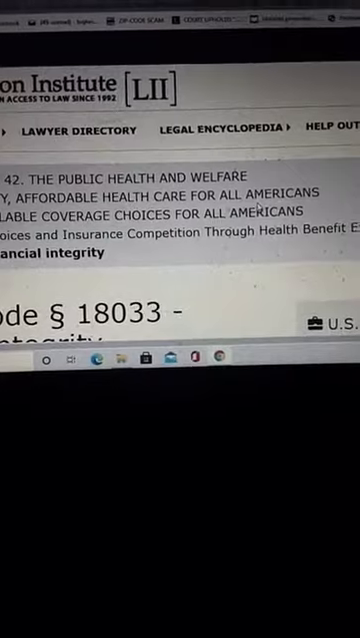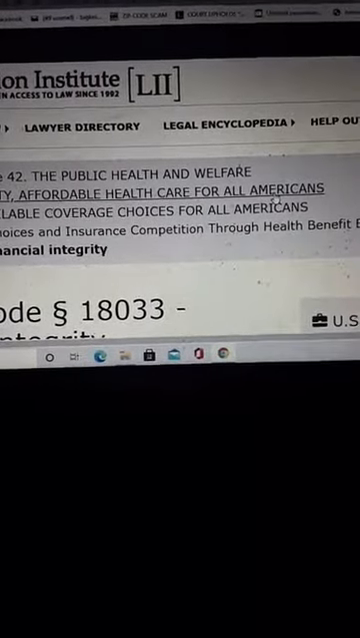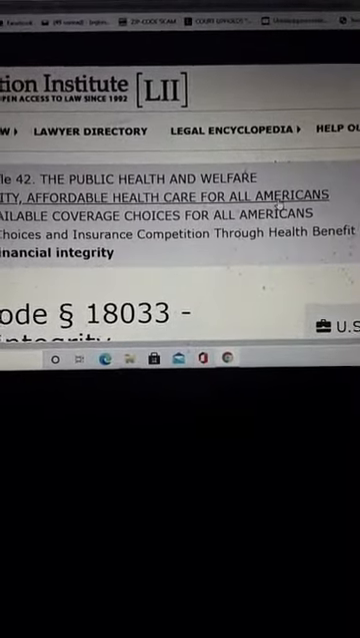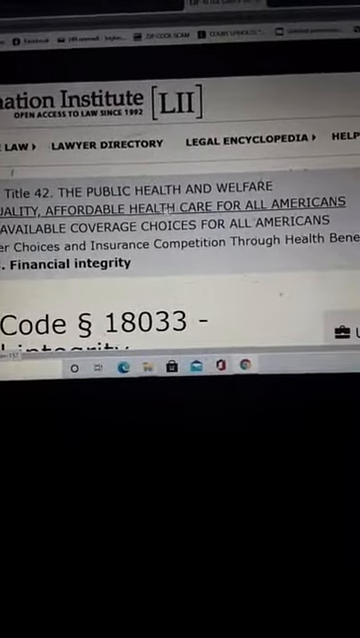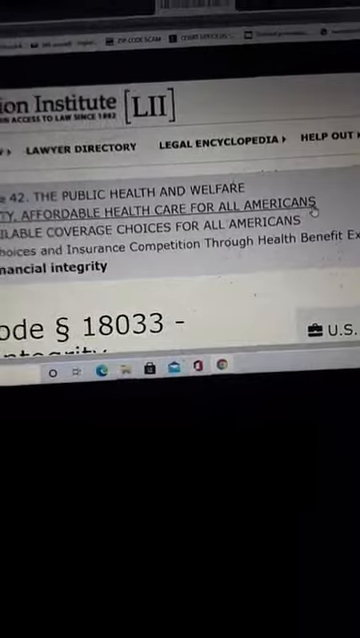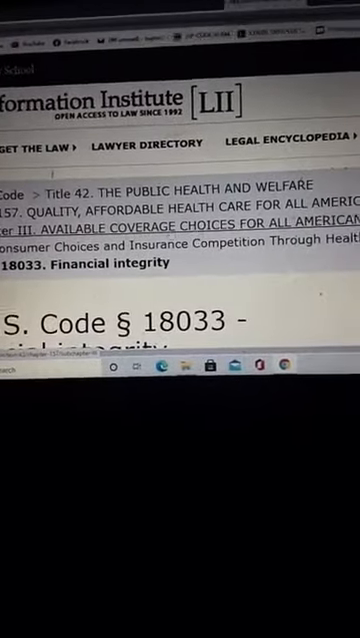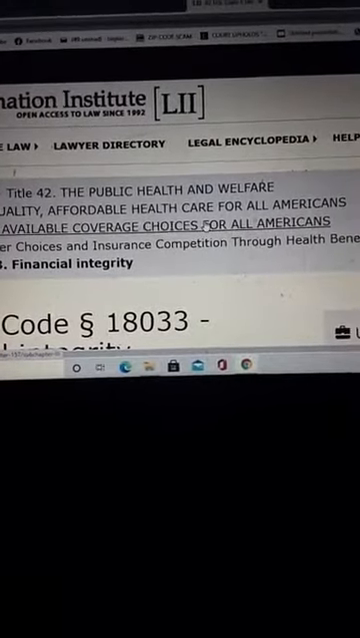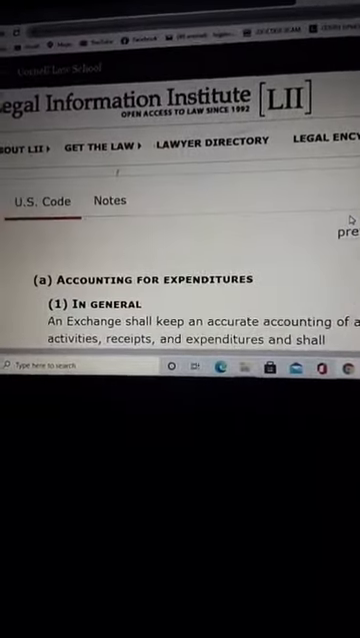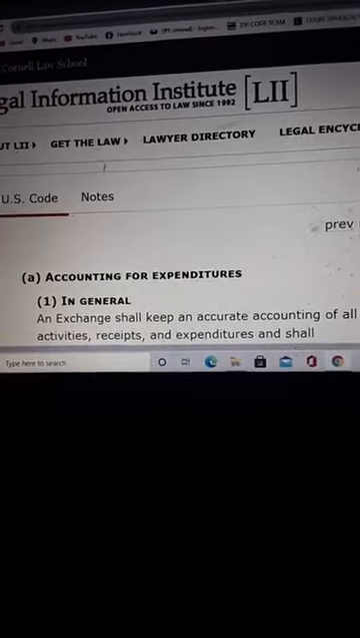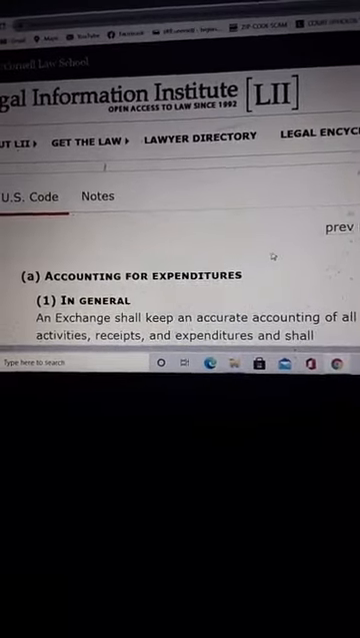Anybody know where that definition is? I don't know that they have a definition for Americans, yet they use it here. Quality, affordable health care for all Americans. Available coverage choices for all Americans. Okay.